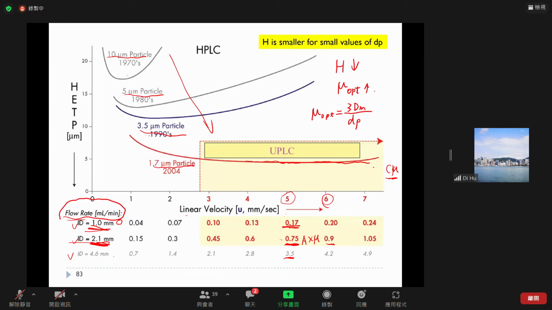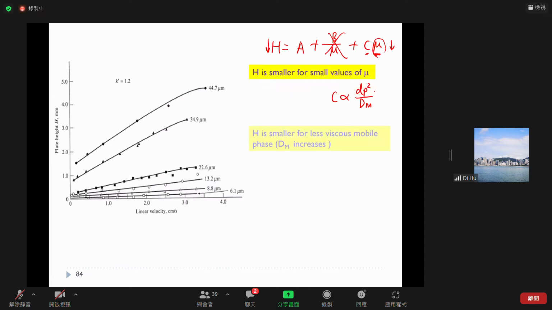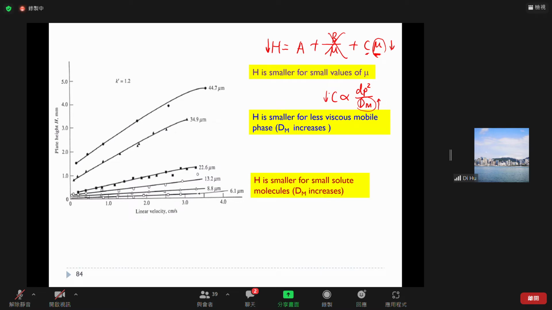dp squared times mu divided by dm. So that's why. You have a larger dm because it is less viscous, which means a higher diffusion coefficient. So the larger dm will give a smaller C term, right? So then H is better. And H is smaller for a small solute molecule, because a small molecule has a larger diffusion coefficient, again affecting the C term.